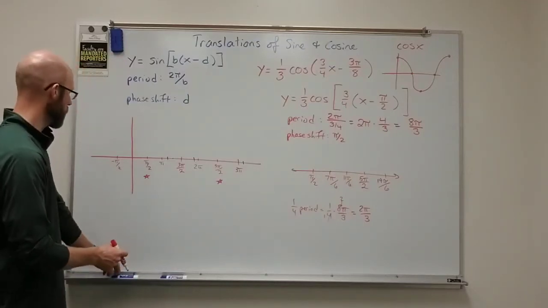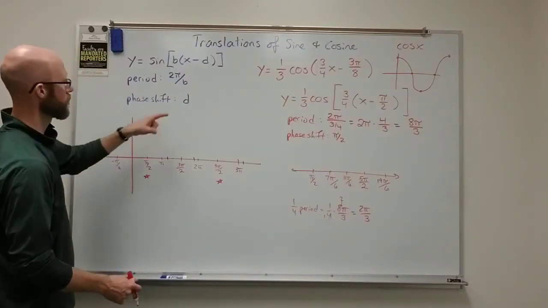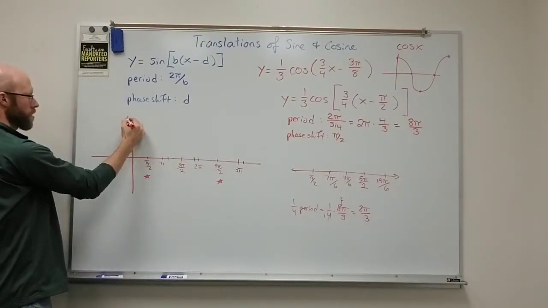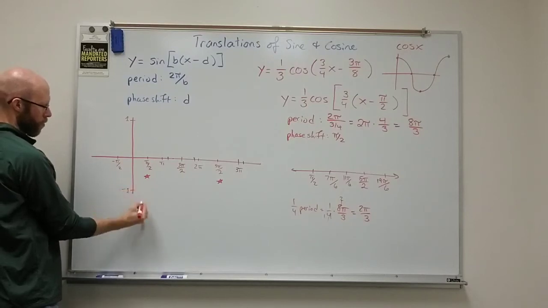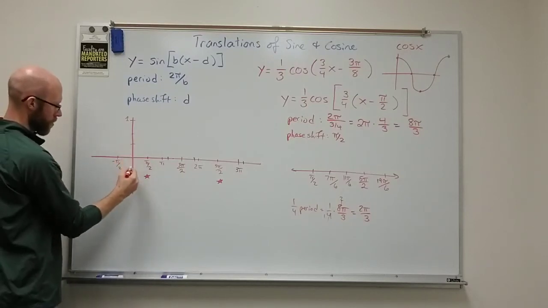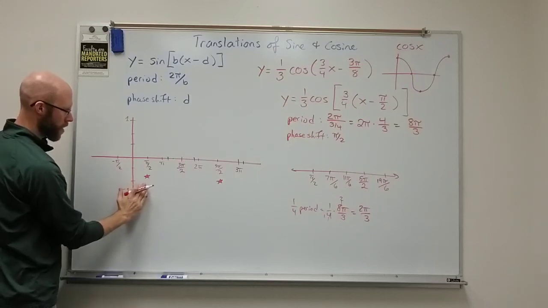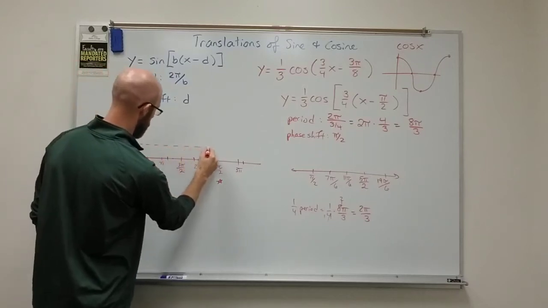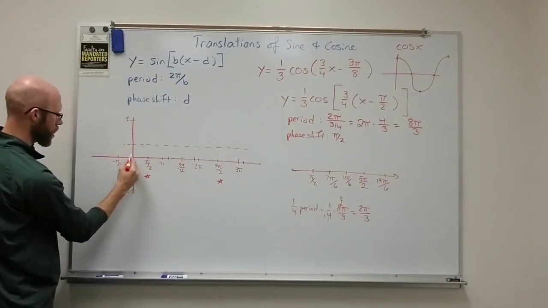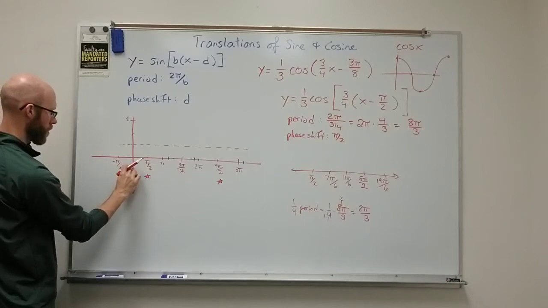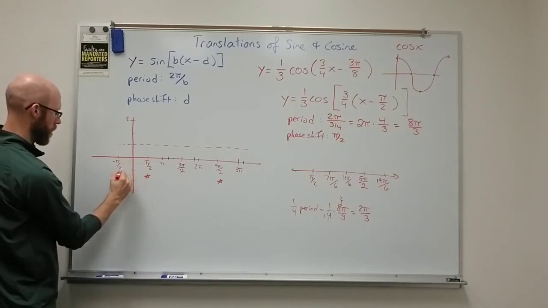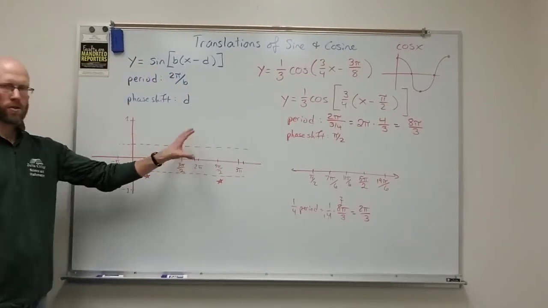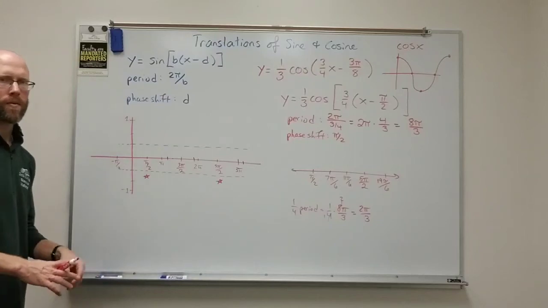So now I need my amplitude. My amplitude is 1/3. Well, I'll give it a scale here of 1, -1, so if I cut those into thirds, that gives me my scale, or my amplitude, sorry. So everything's going to be contained between positive 1/3, that needs to be a little lower, and negative 1/3. So the whole graph is going to be in that window right there.